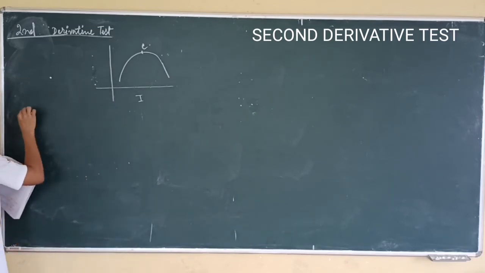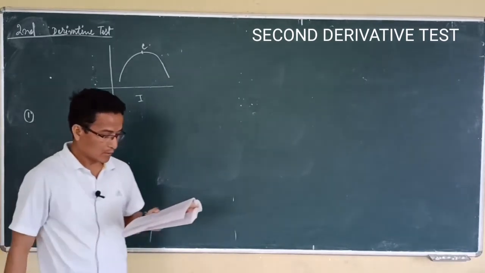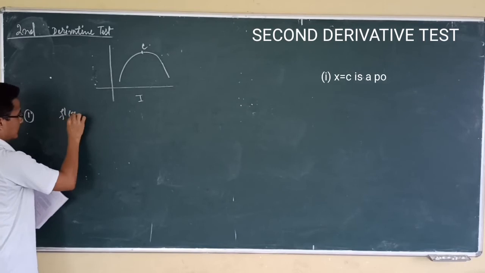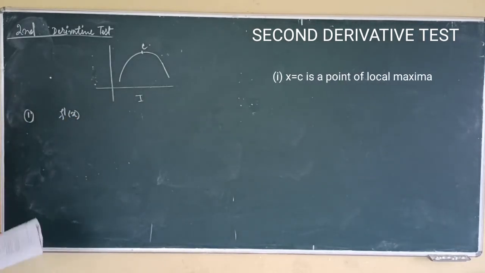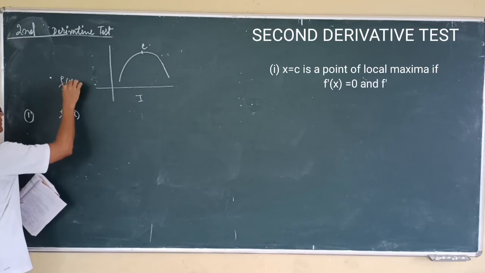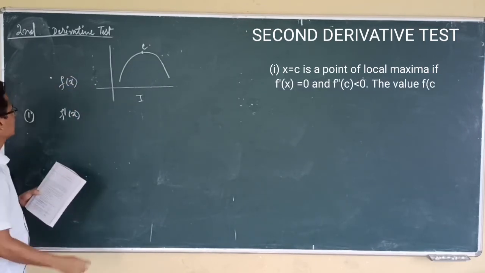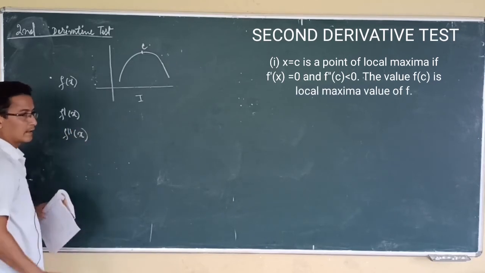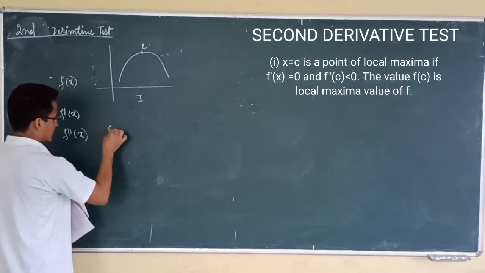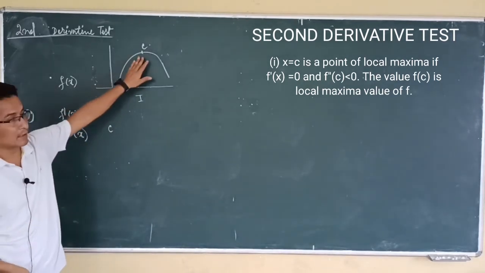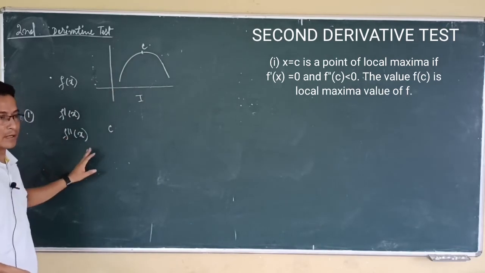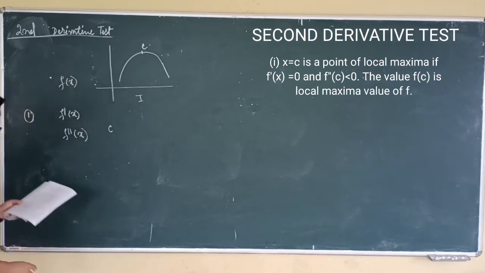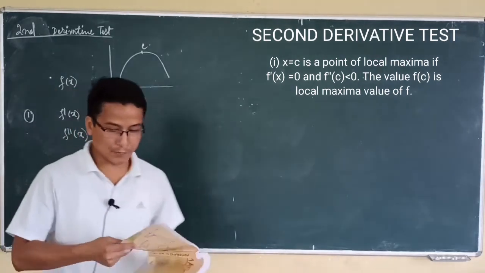Number one. First of all, we do f dash x of the given function f of x. After that, we do the second derivative, f double dash, the second order derivative at the point C. So C must be differentiable at second order, otherwise we are not able to use the second derivative test to find the maxima and minima.